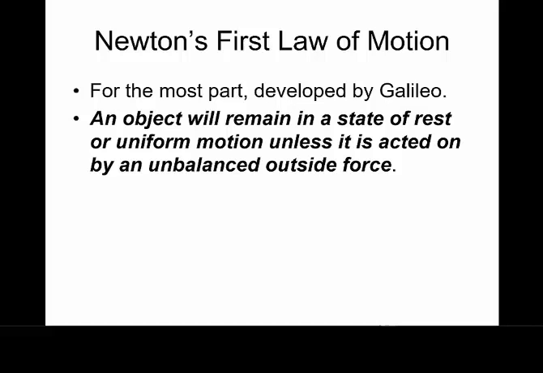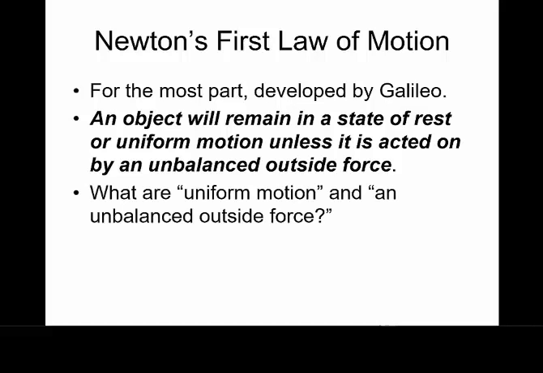You know what a state of rest is. That would just be something sitting there, not moving. So no surprise with that. As far as the uniform motion and the unbalanced outside force, uniform motion means moving in a straight line at constant speed. And the unbalanced outside force is something that comes from outside and isn't balanced by another force. If you have a coffee cup that's sitting on a tabletop, it has outside forces acting on it. One of them is gravity pulling down on it, Earth's gravity. Another is the force of the tabletop pushing up. And those forces are balanced, so the coffee cup just sits there.